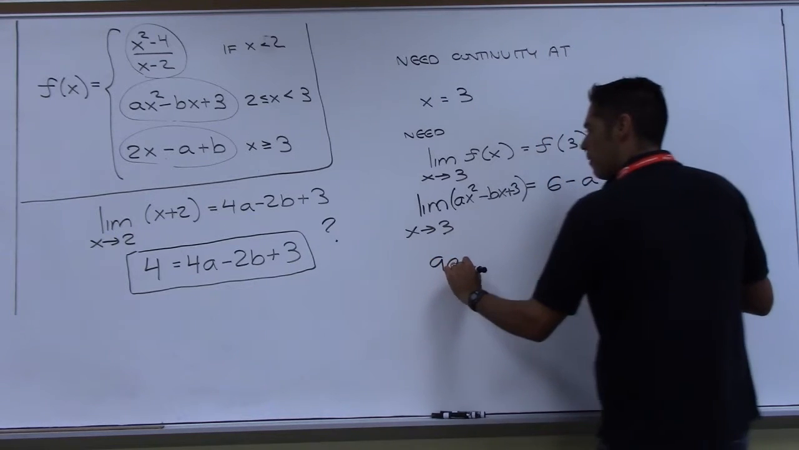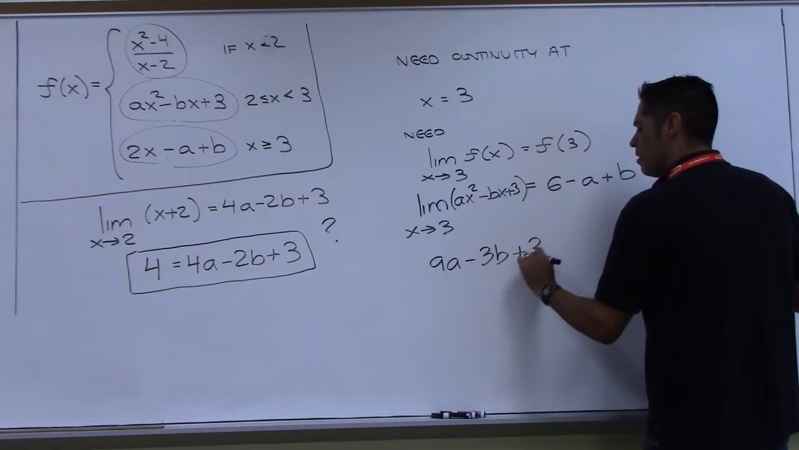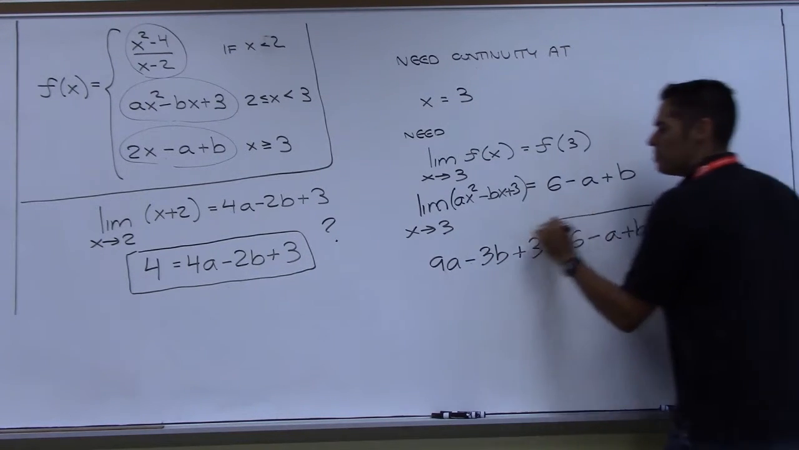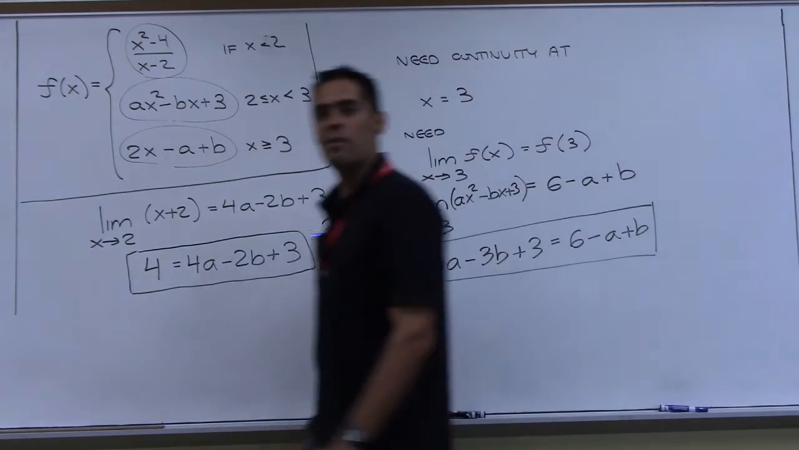9a minus 3b plus 3 equals 6 minus a plus b. Now there's my second equation. I have 2 equations with 2 variables.